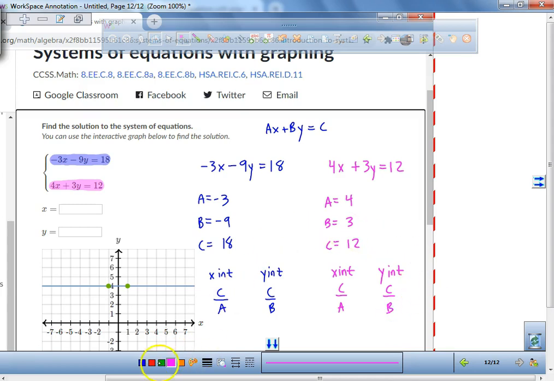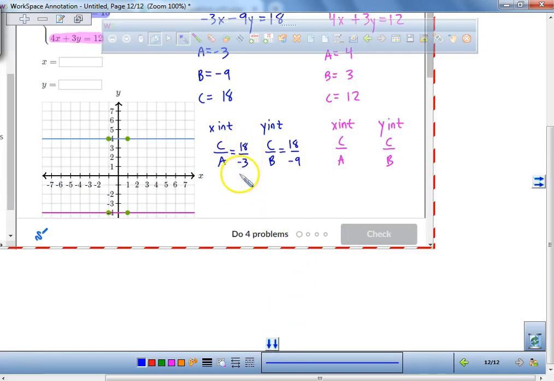Okay. So let's see if we get it. See how we do here. Our C value is 18 in both circumstances, right? Over here, and for our blue function. Okay. And what is our A value? Negative 3. And what's our B value? Negative 9. Okay, so it gets a little bit tricky because you got to divide by a negative.